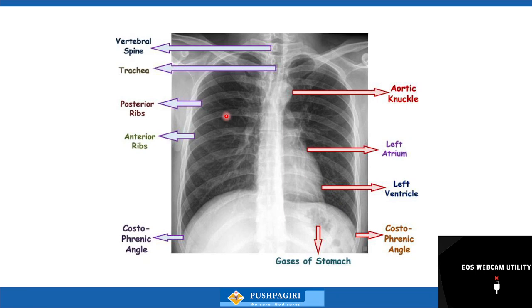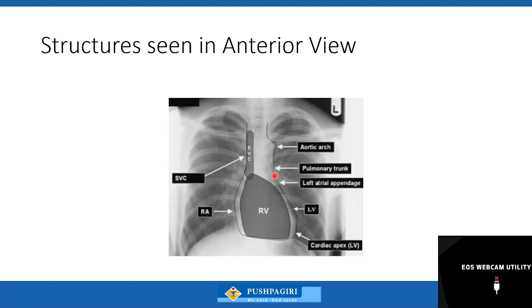Okay. So what are the structures seen in the anterior view? Here we have the left heart border and the right heart border. The structures forming the left heart border: we have the aortic arch, then we have the pulmonary trunk. Otherwise, for the pulmonary bay, if it is not occupied, we will come to that in detail. Then below that we have the left atrial appendage, LV, and the apex.